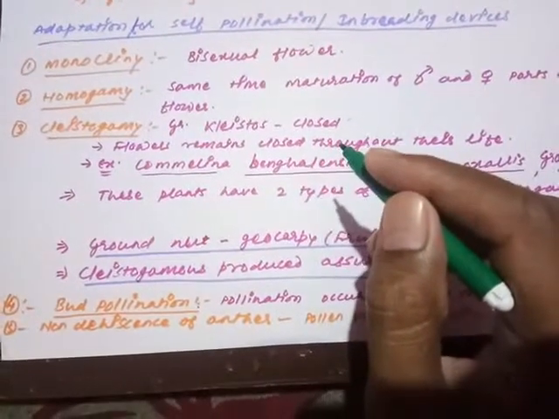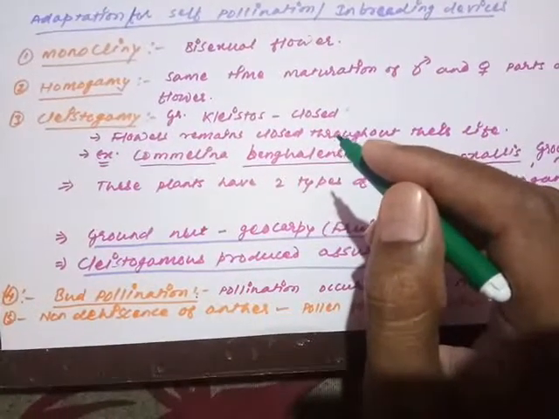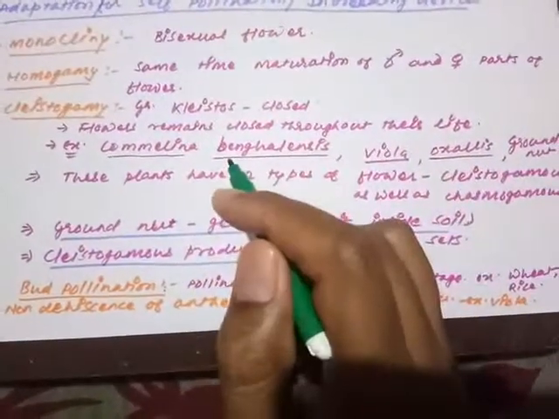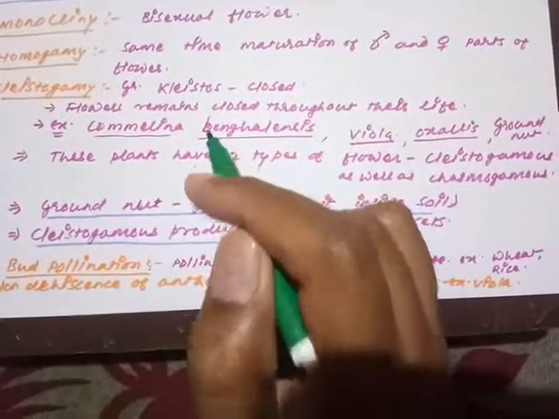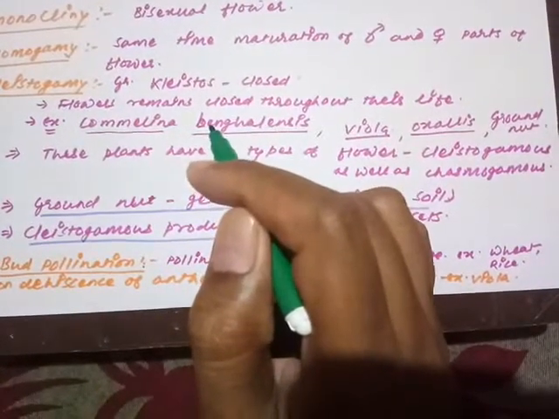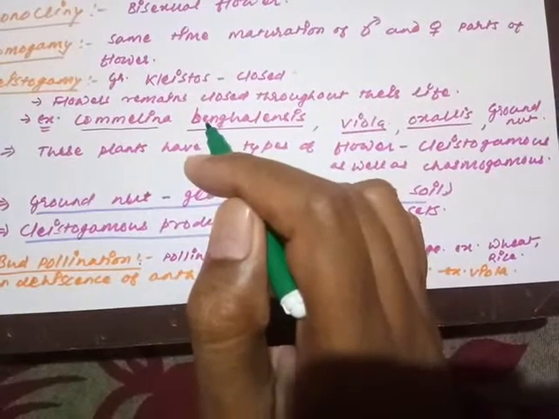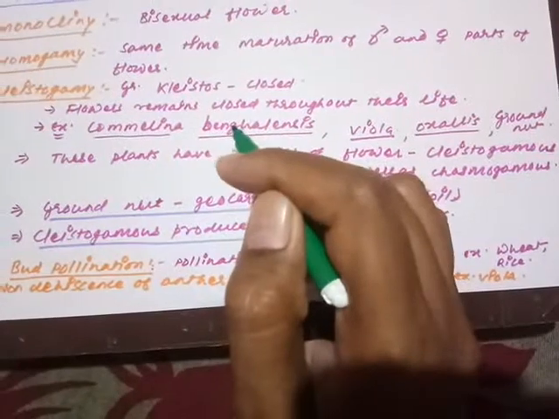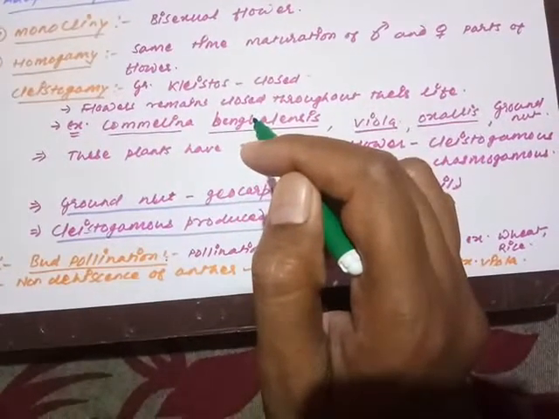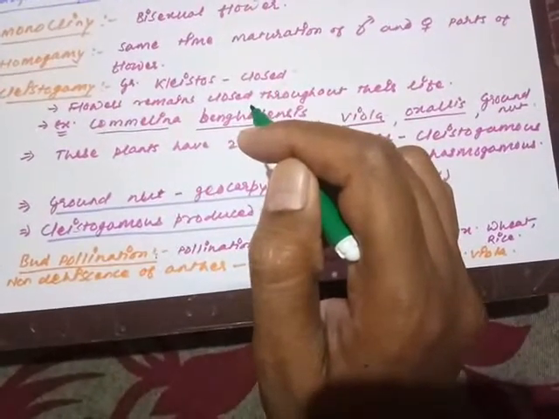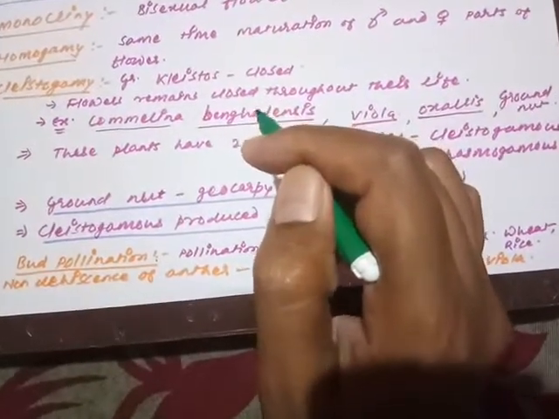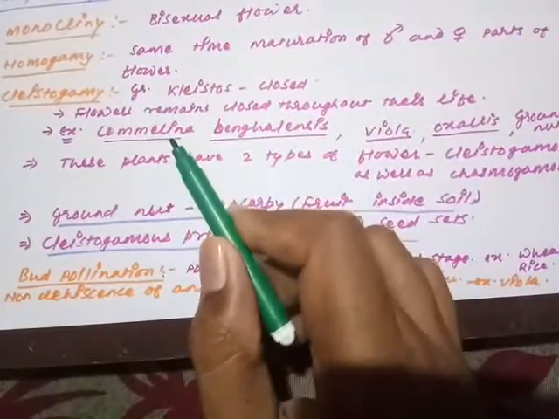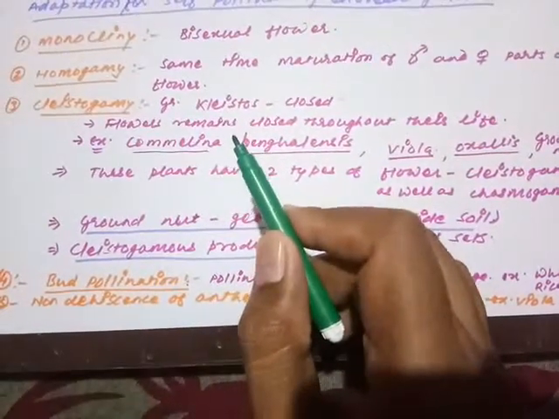What happened? In nature there are two different types of flowers. Some flowers remain always closed throughout their lifespan. Remember, I am repeating the line again and again. The flowers which remain closed throughout their lifespan are called cleistogamous flowers, and such a situation is called cleistogamy. Are you getting my point? Some flowers remain always closed; they are called cleistogamous flowers.